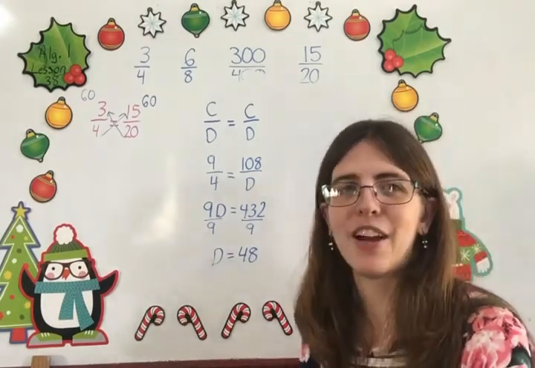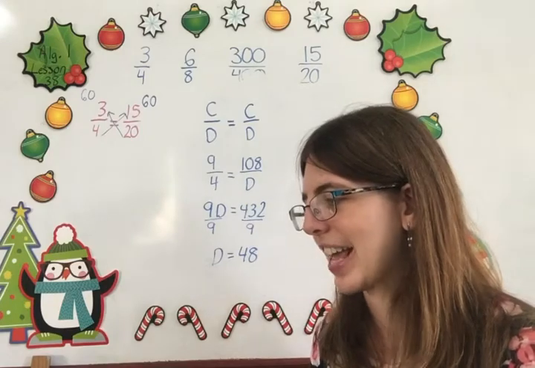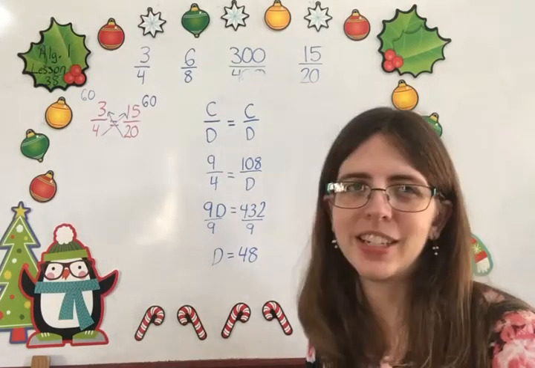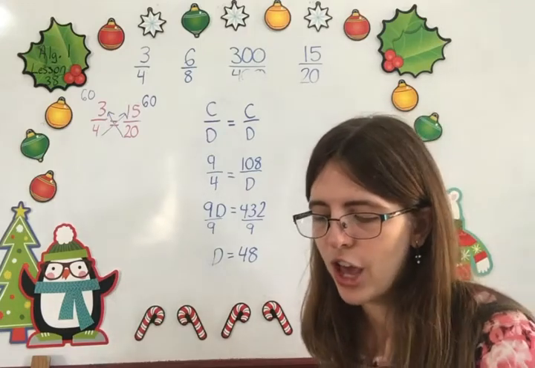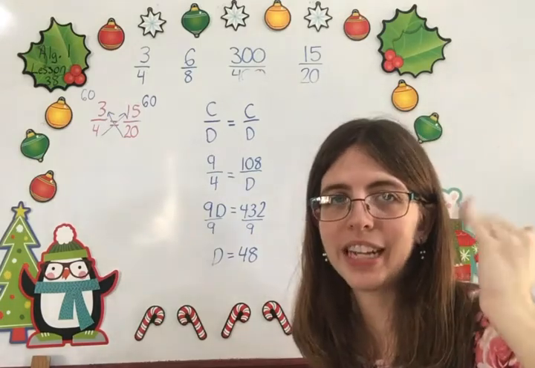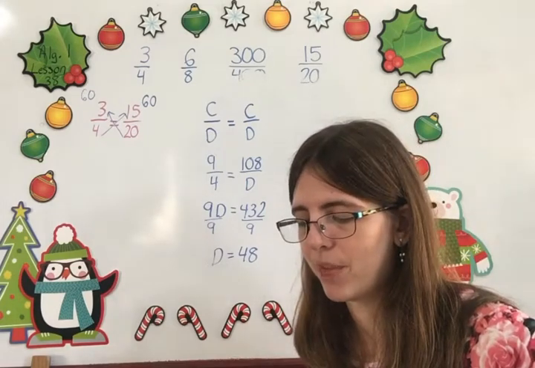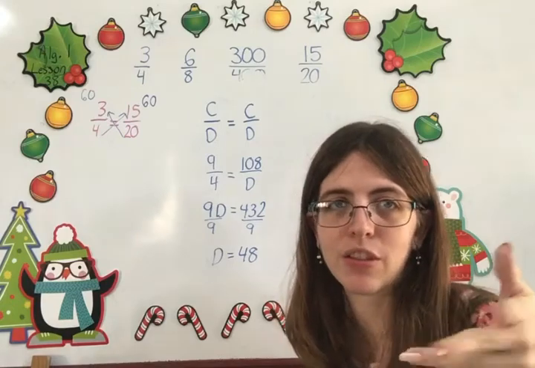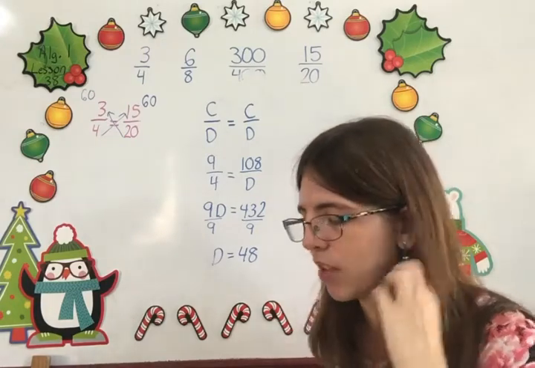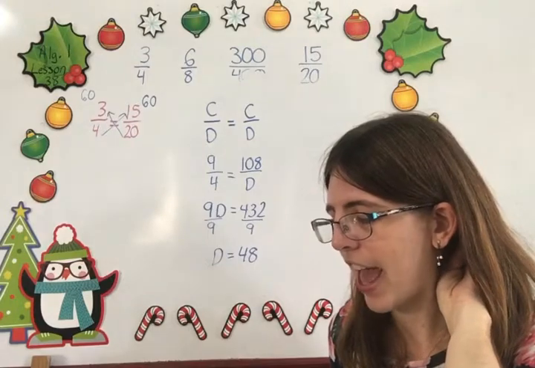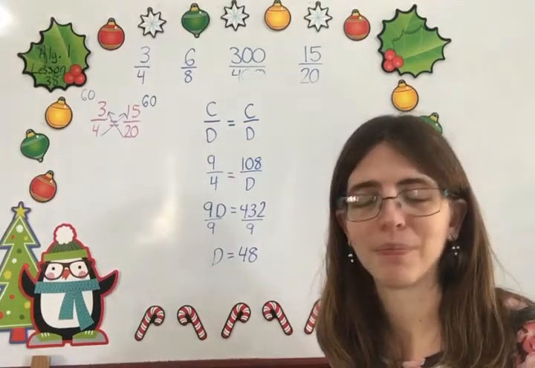Okay, you should be back now from your practice. Letter A. Let me start you out with what proportion you should have. You should have 7 over 2 equals 714 over M. If you have 2 over 7 equals M over 714, it's the same thing. Then you should have cross multiplied and divided next and gotten M equals 204.